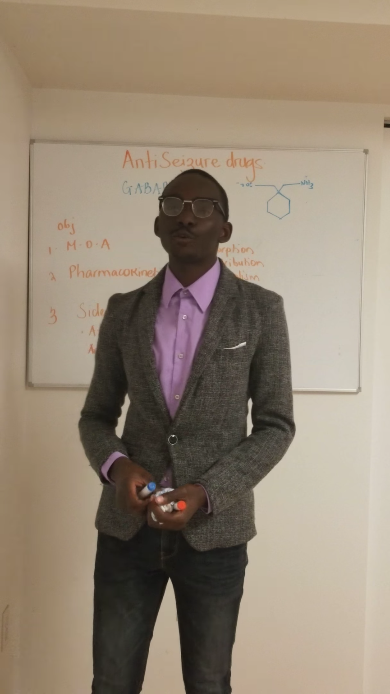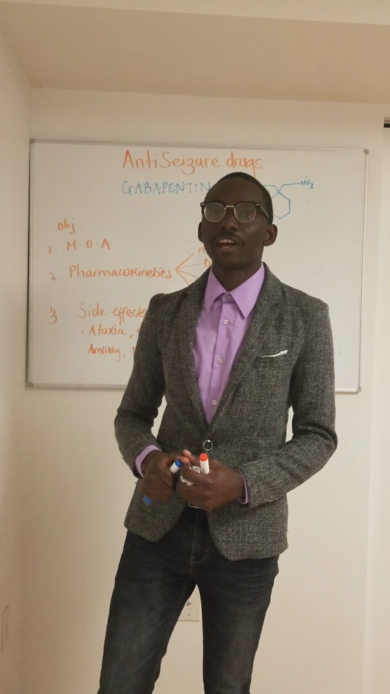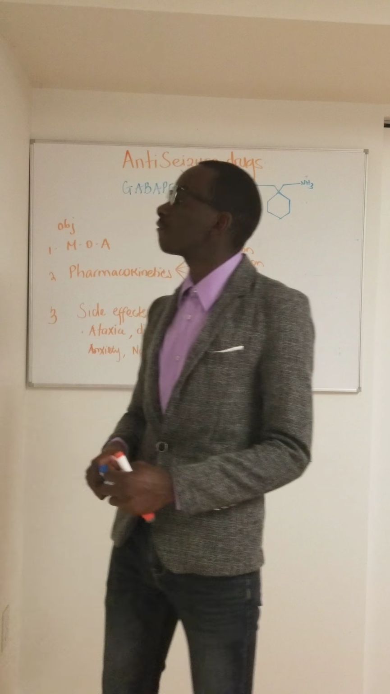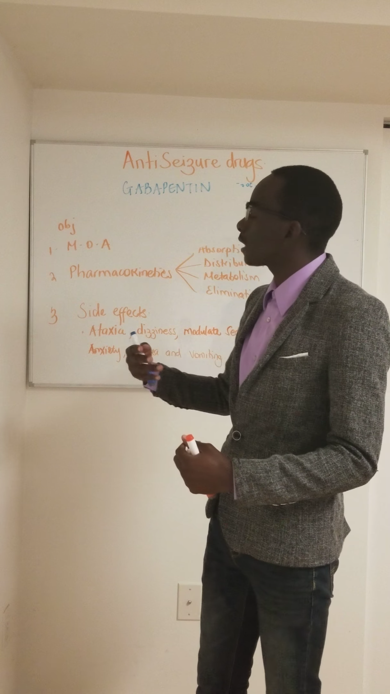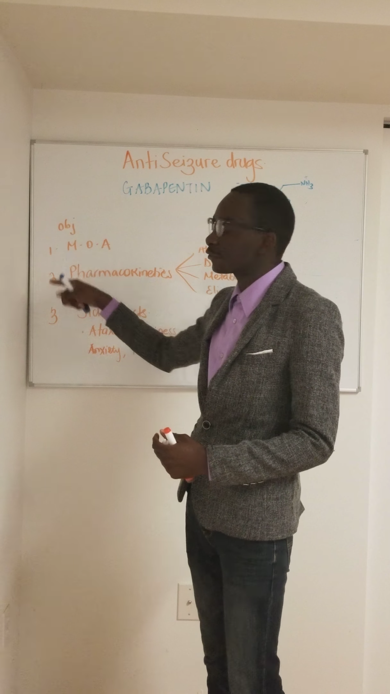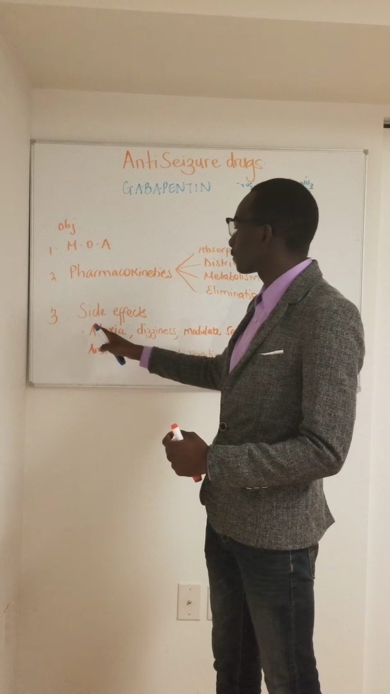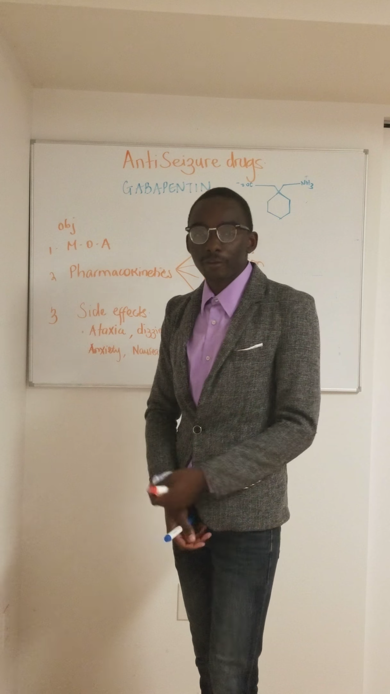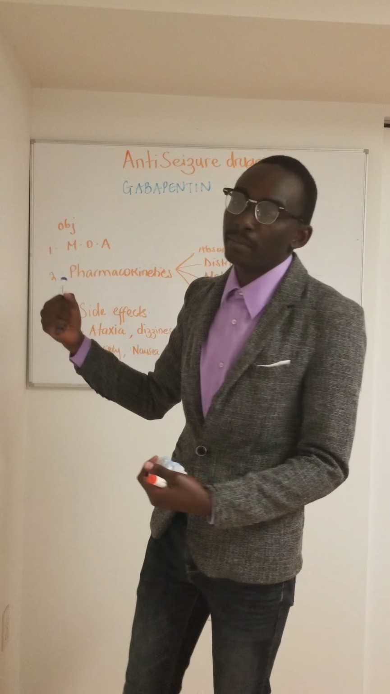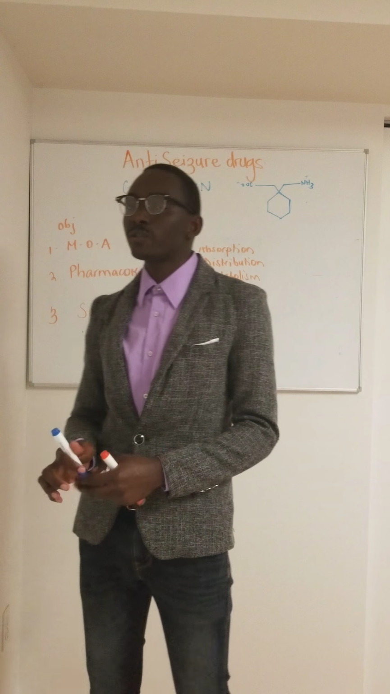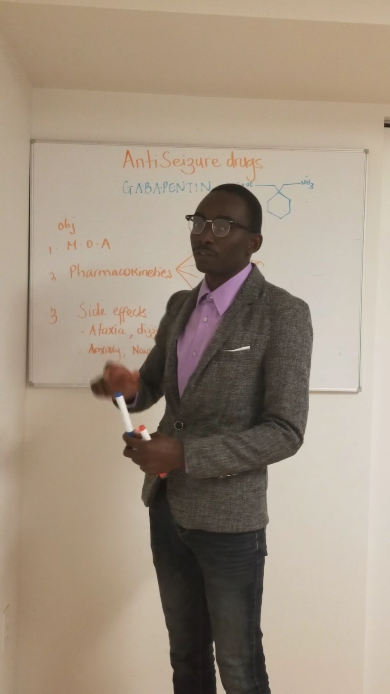In this section, we are going to continue with the anti-seizure drugs. In today's class of drug we have is Gabapentin. So in our objective, we shall have the mechanism of action of the drug, the pharmacokinetics, the side effects, and some other information that I'll put forth as far as Gabapentin is concerned. So now, to begin with the first objective, the mechanism of action of this drug.